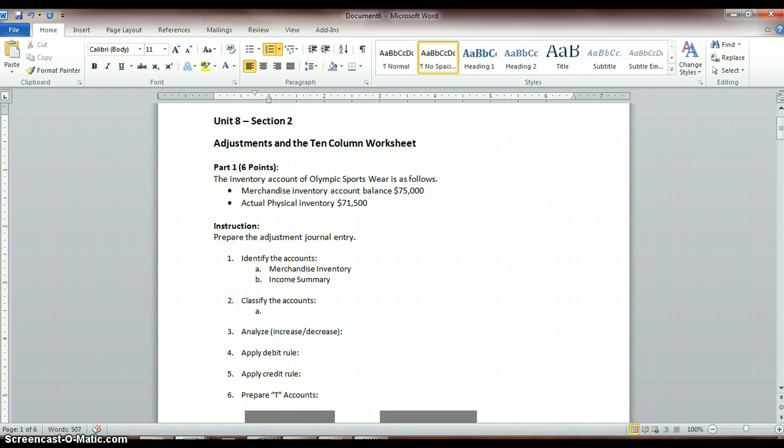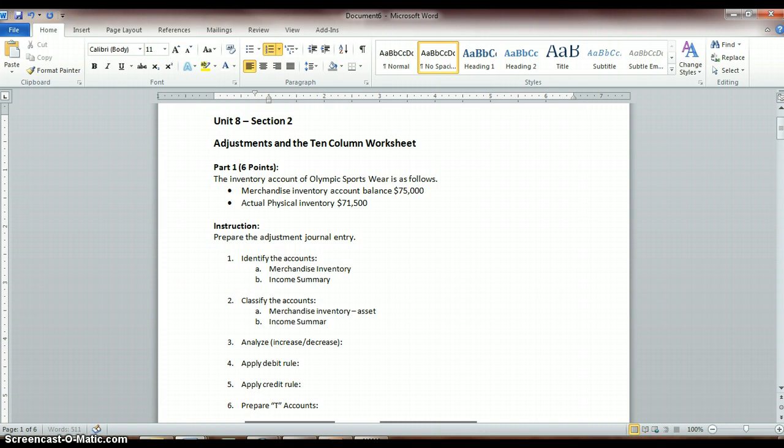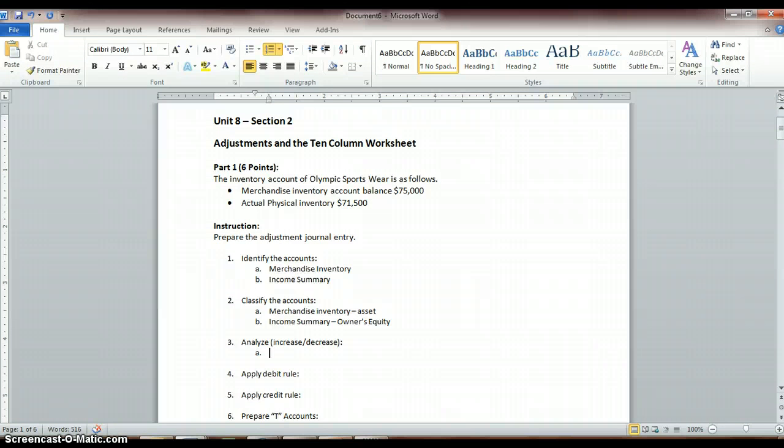So then to classify the accounts, merchandise inventory is an asset account, and income summary is an owner's equity account. Now we want to identify which account's increasing and which account's decreasing. If we had $75,000 in our merchandise and it went down to $71,500, obviously that's going to be our decreasing account. We'll apply the debit credit rule in a minute. So let's say merchandise inventory will decrease, income summary will increase.